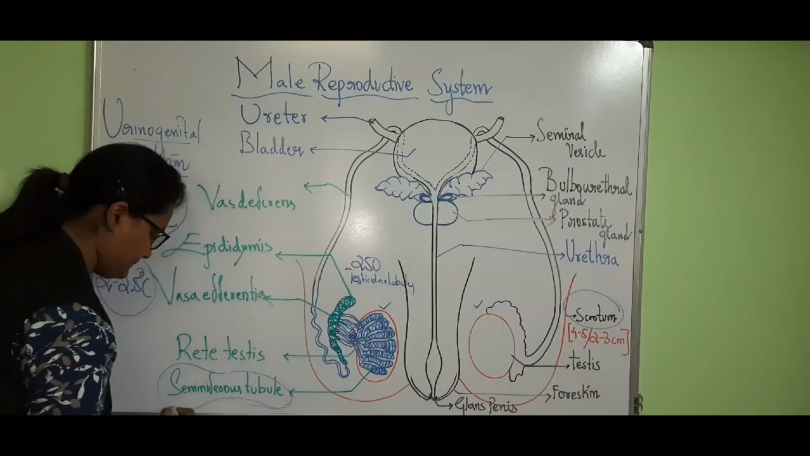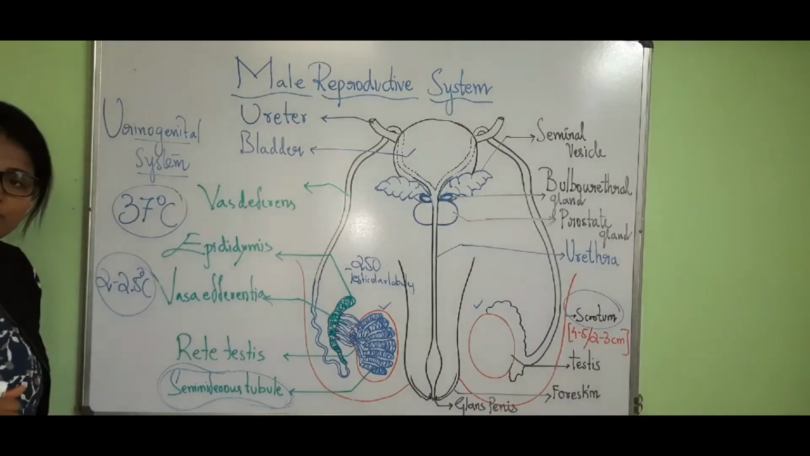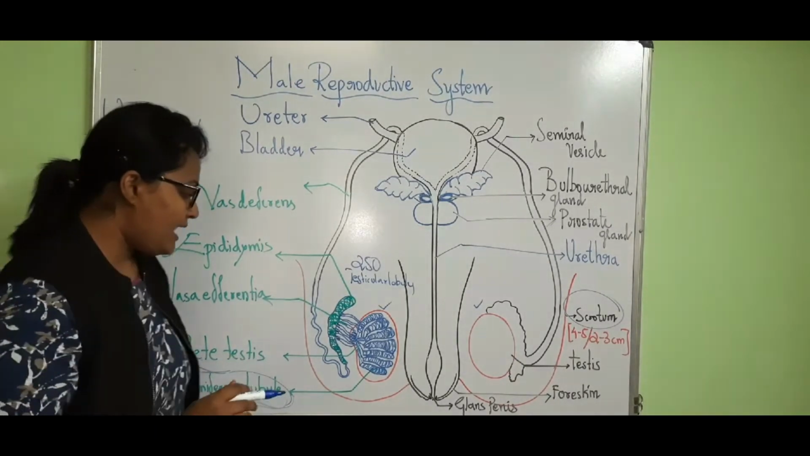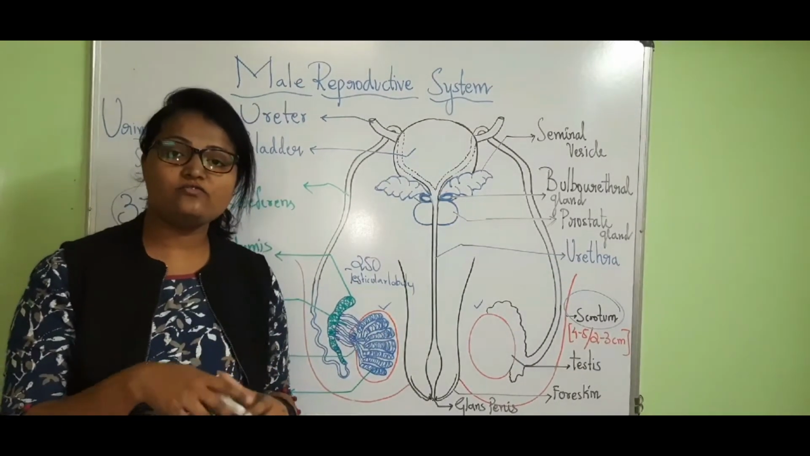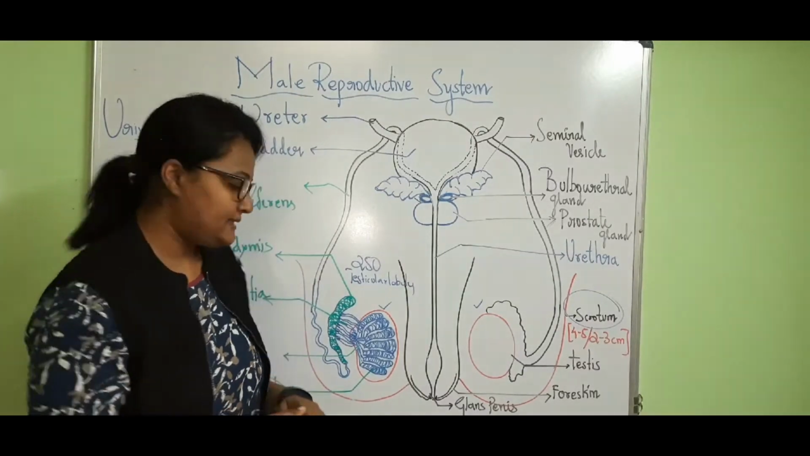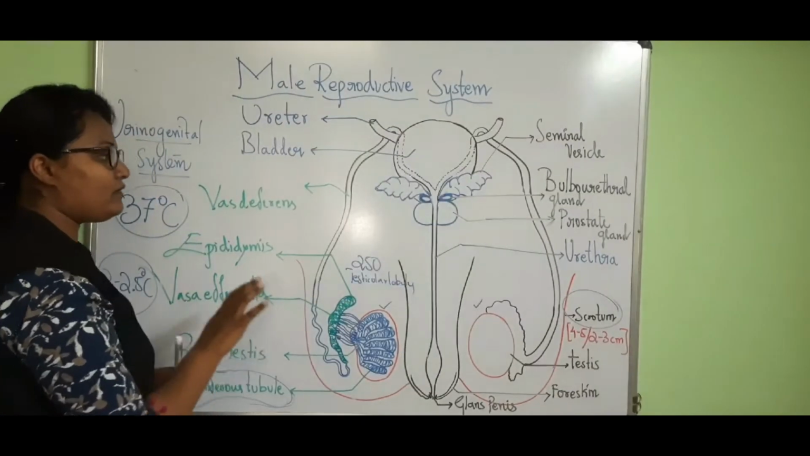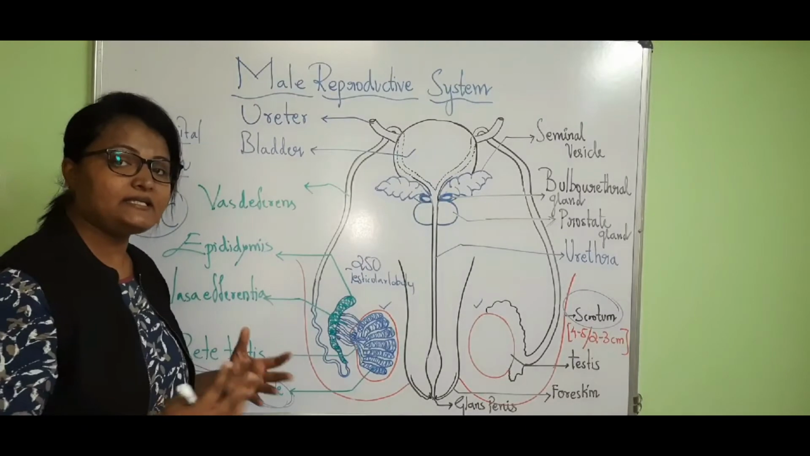Seminiferous tubule, understood. And it is only in these seminiferous tubules that the production of sperm, or spermatogenesis, takes place. Next, we are going to study the accessory ducts now.